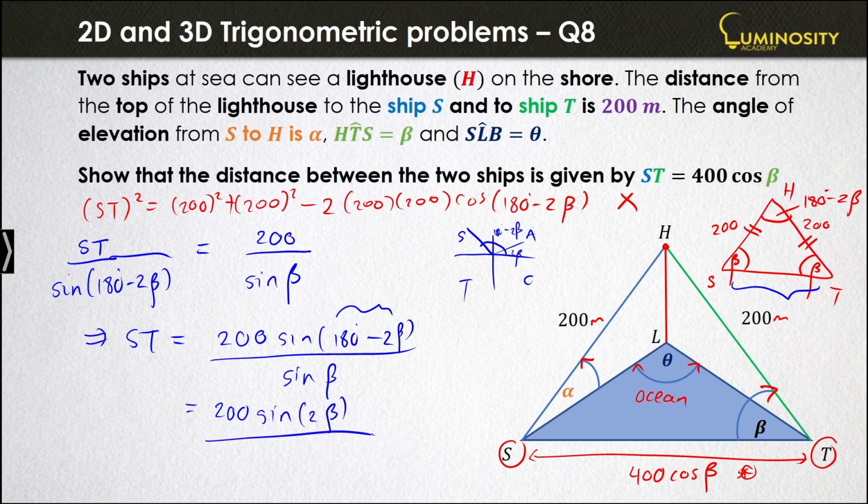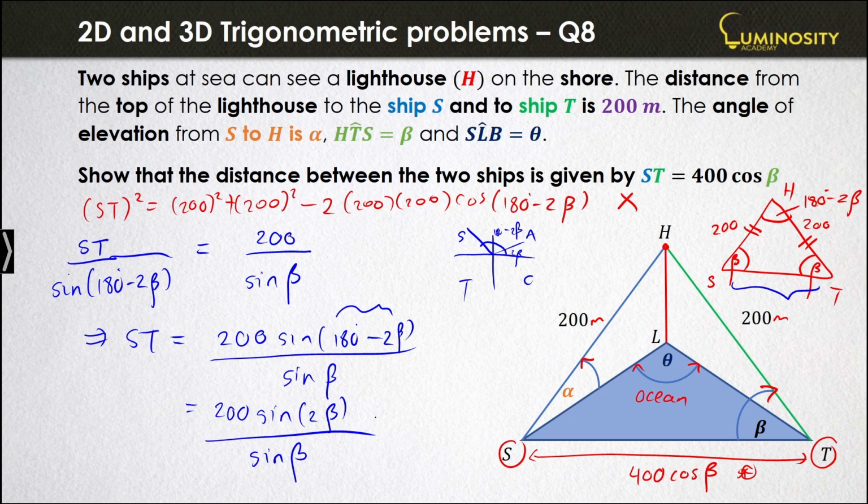Or we could have just used compound angle formulae and expanded out sine 180 cos 2 beta minus cos 180 sine 2 beta, and you will also see that that simplifies to sine 2 beta. So whether you use the cos diagram for reduction formulae, or whether you use the compound angle formulae, both will give you the same result. And that's all divided by sine beta.